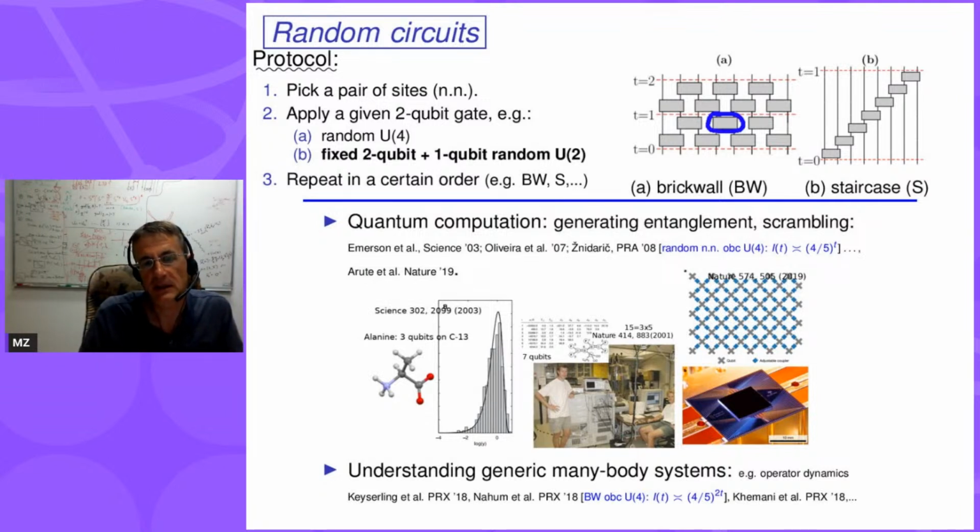And more recently, there is another theoretical twist for why people are interested in random circuits. It is basically because they can serve as a simple proxy, often a solvable case, of many-body dynamics, and then you can study operator dynamics and questions going beyond just entanglement, like purity in my case.